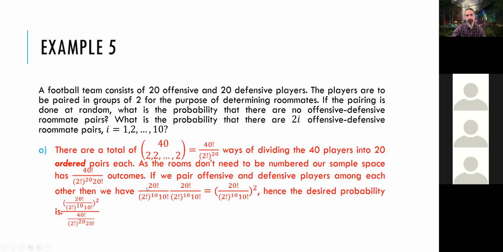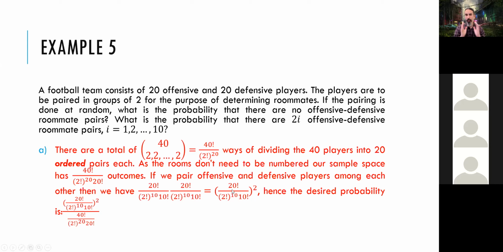This is for the offensive players. And the same thing is done for the defensive players as well. We already know that there are 20 of them. I'm going to just pick them by 2 and get them into rooms, but I don't care which room they are going into. So I'm going to have to divide by 10 factorial again. And this multiplication will give me this value.